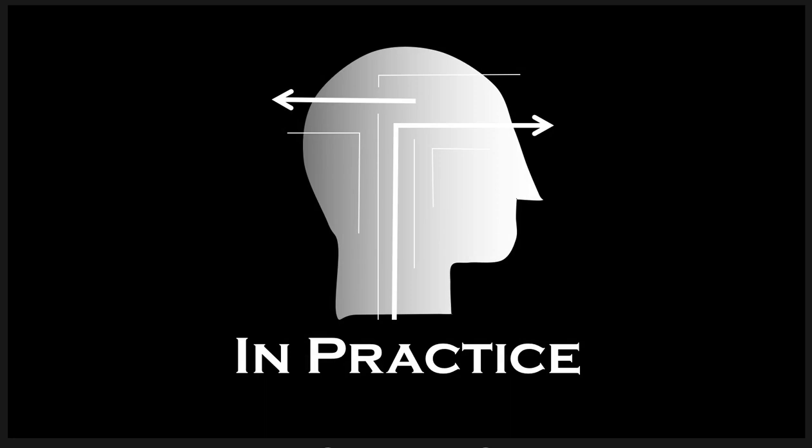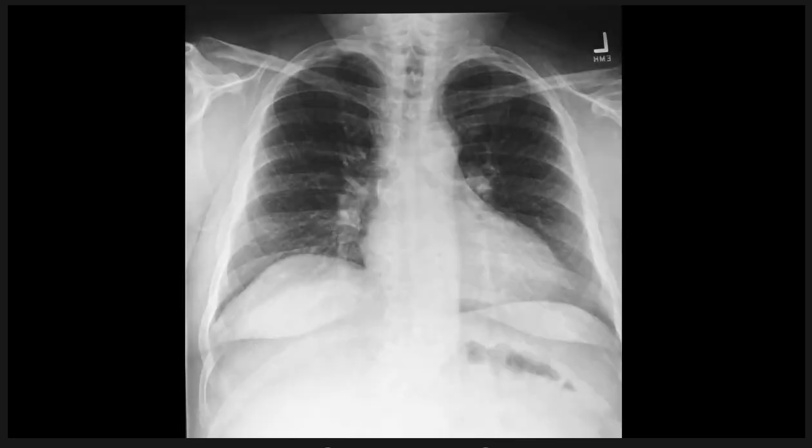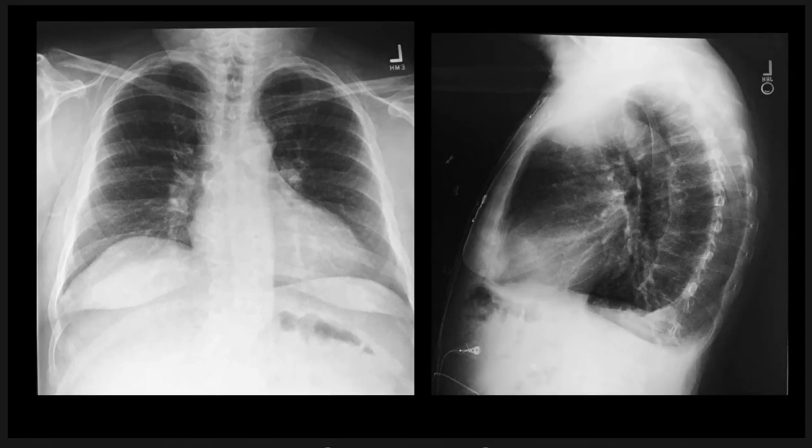Let's have a look at a real life case here. This is actually a normal appearance of the costophrenic sulcuses. Notice how sharp they are. Now let's have a comparison here on the lateral. Notice that we've got blunting bilaterally, not just of one but both costophrenic angles on the lateral view. They have that meniscus appearance.